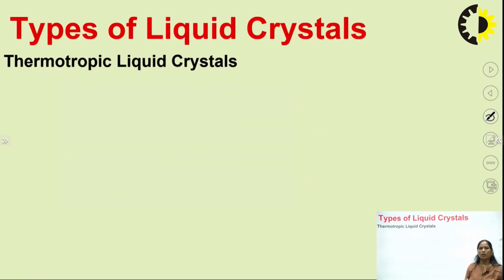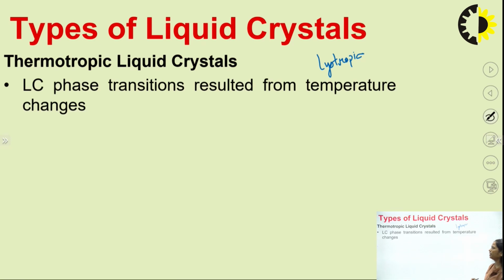Now coming to the classification of liquid crystal. There are two major classes of liquid crystal: one is thermotropic liquid crystal, another one is lyotropic liquid crystal. First we discuss thermotropic liquid crystal, then we discuss lyotropic liquid crystal. Coming to thermotropic liquid crystal, one by one I am going to explain all the points. LC phase transition results from temperature changes.